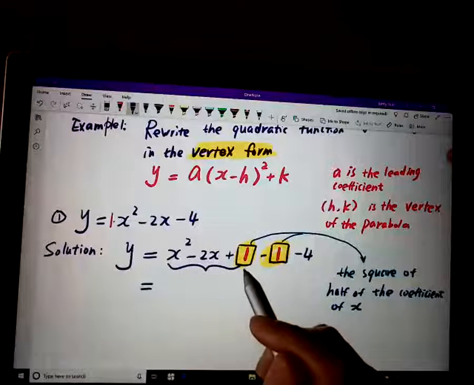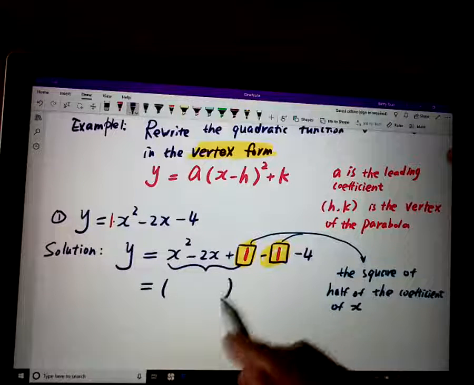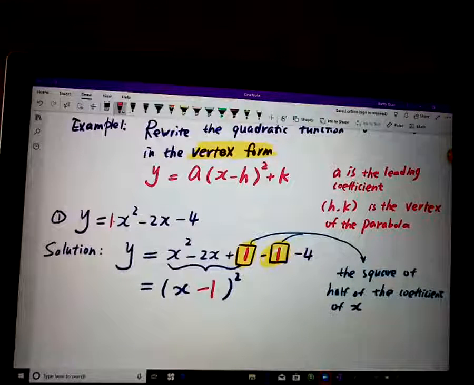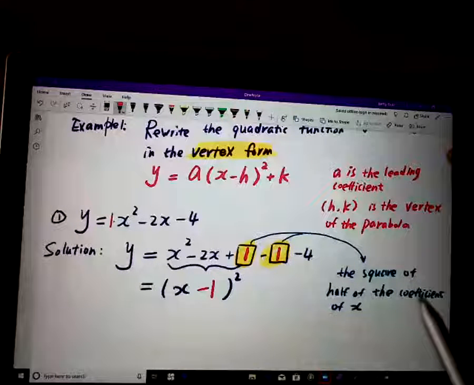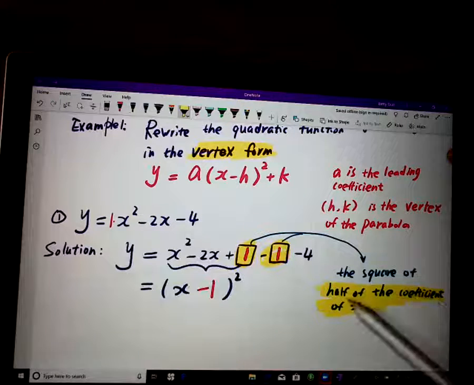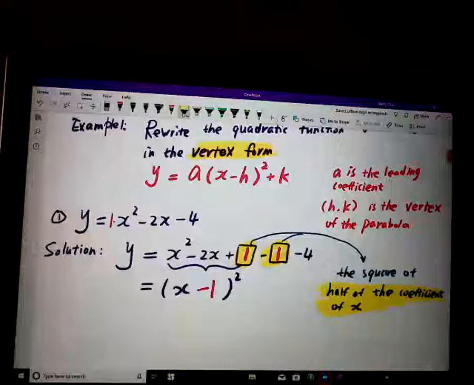x squared minus 2x plus 1 would give us (x minus 1) to the power of 2. Because -1 times -1 is 1, and -1 plus -1 is -2. The number happens to be the square of half of the coefficient of x. To summarize things, you remember those things, so the next time you would know how to apply it.